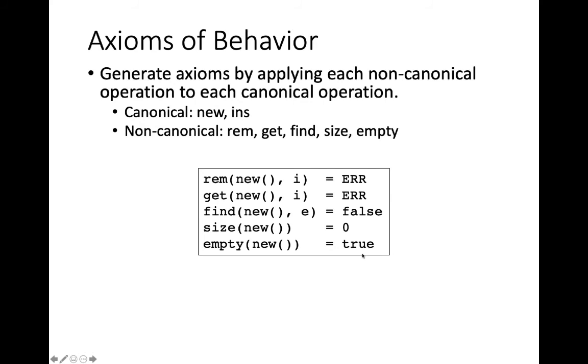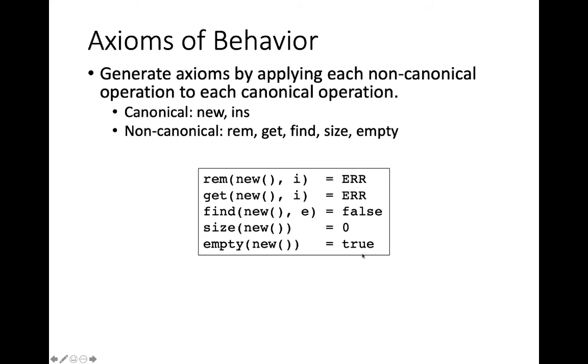But other things are defined. If I try to find an element within a new list, the result is false. It has to be. There are no elements in a new list, and therefore if I try to find any given element in that new list, it's going to come back false. That's a well-defined axiom. Similarly, the size of a new list is 0, and the test for a new list being empty is true. Now that I have these axioms, I can use them to develop other axioms.